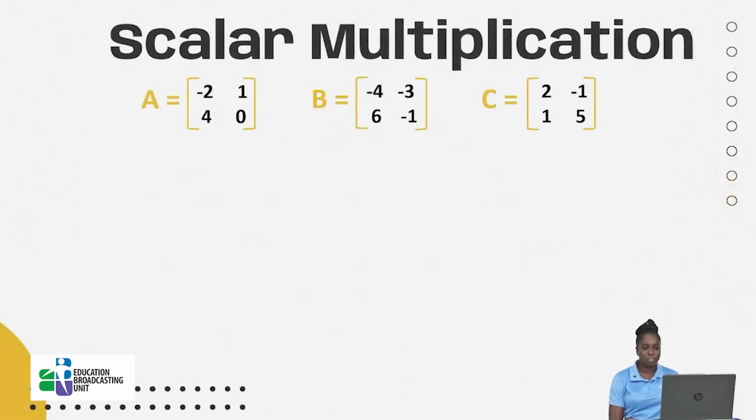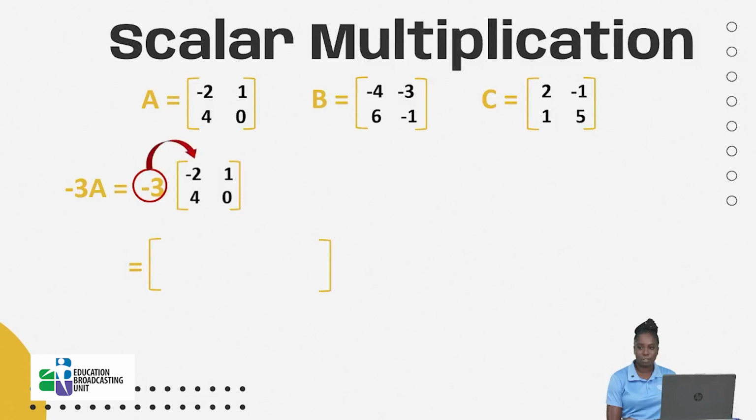So using our three matrices, A, B, and C, we are now going to calculate -3A. Just like before, it's a matter of substitution. And so we would have to rewrite -3 and replace A with its matrix, -2, 1, 4, 0. Now, the idea of scalar multiplication is that the number on the outside is going to be multiplied to each term on the inside of the matrix. And so we begin with -3 times -2.